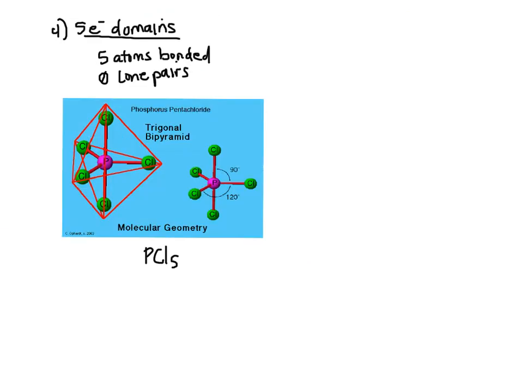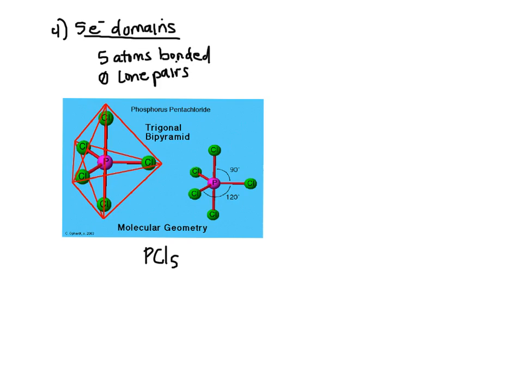Okay, so now we're at 5 electron domains. And there are a number of shapes that can take place with 5 electron domains. I'm making you know one of them. So the one that I'm making you know is where all 5 domains are bonded electrons, so no lone pairs on your central atom. The example I'm going to use is phosphorus pentachloride, and phosphorus in our example is our central atom, and there are 5 electron domains surrounding the phosphorus. All of them are bonded. There are 0 lone pairs.